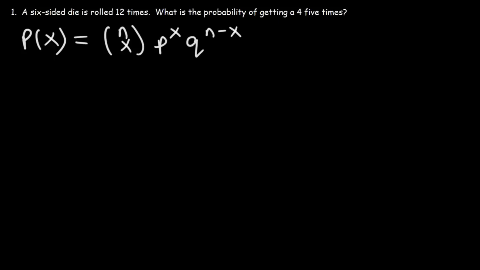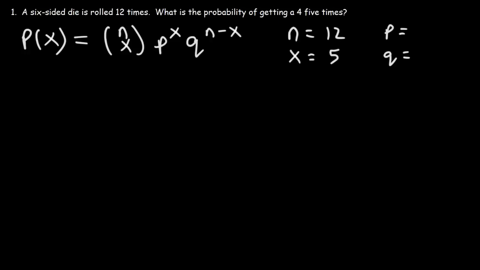So in this problem, we need to determine 4 things: n, x, lowercase p, and lowercase q. So what are the values of these 4 variables? What's n? N is the number of trials. The 6-sided die is rolled 12 times, so n is 12. Now, how many successful events are we getting in this problem? We want to get a 4 5 times. So there's 5 successful events that we're trying to achieve here.